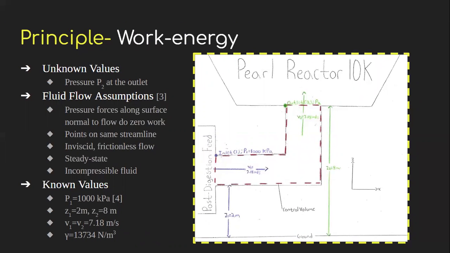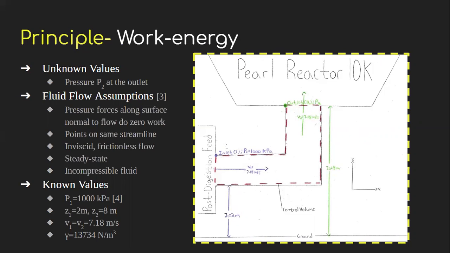Next, we needed to assess the flow work along the designated control volume. Particularly, we needed to evaluate the outlet pressure, having known the inlet pressure. We did so by applying our second principle, the work energy principle. Now, we chose to apply the Bernoulli equation as opposed to the work energy equation because in our chosen control volume, there is no work done on or by the system.